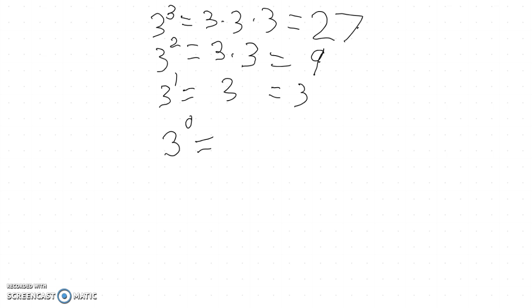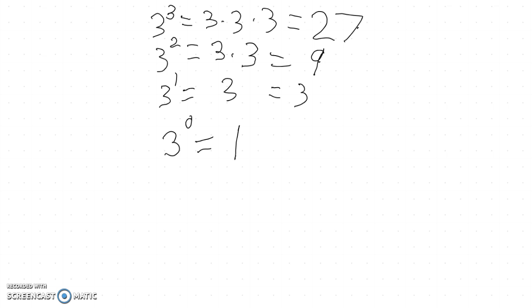27 divided by 3 is 9. 9 divided by 3 is 3. So the next thing will just be 3 divided by 3. 3 divided by 3 is just 1. And 3 to the 0 is 1. In fact, anything to the 0 is 1 for the same reason. You could do a similar countdown with 5 or 52 or 9 million. And if you did that same process, you'd eventually see the pattern that whatever number to the 0 is 1.